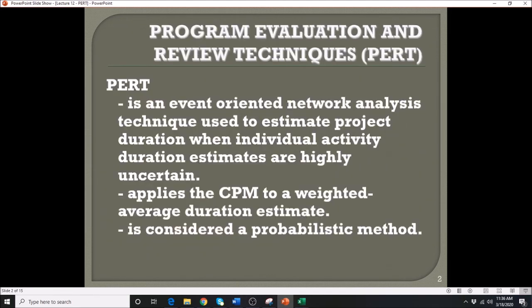So again, this is our fourth scheduling method. We call it the Program Evaluation and Review Technique. Next time, I'm going to move on into project controlling, and we're going to begin with the S-curve.